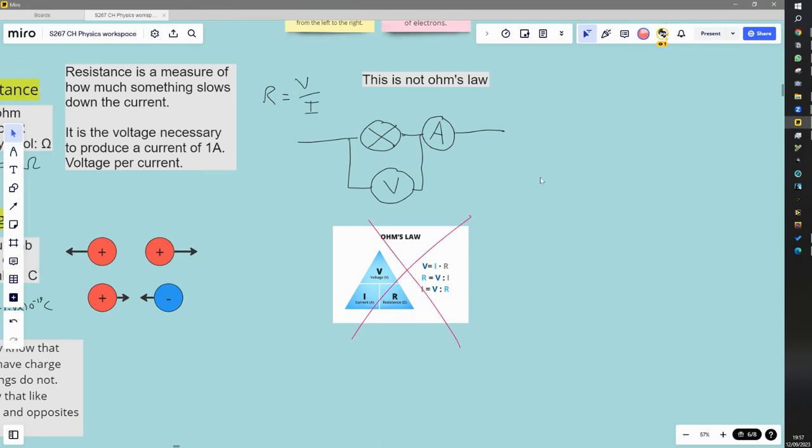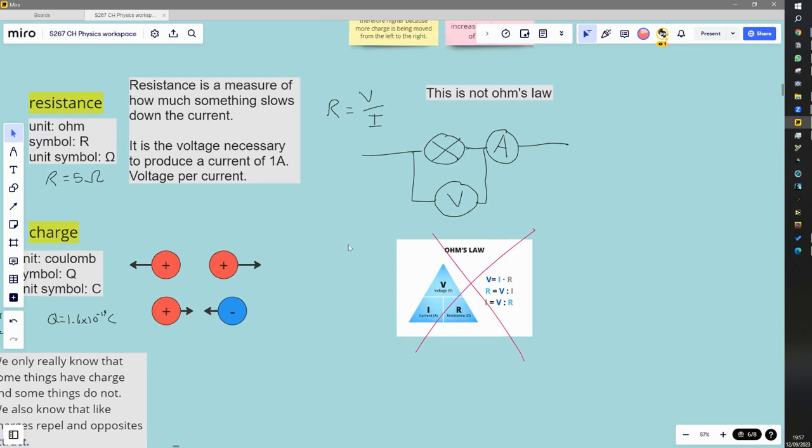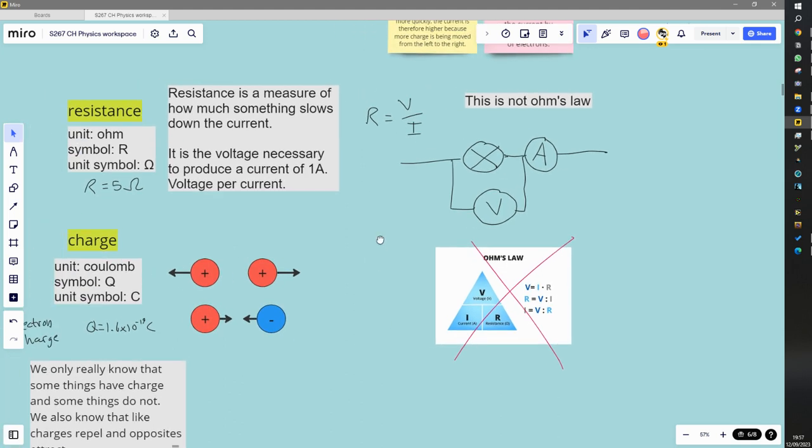Okay, so first things first, this is not Ohm's law. It's just a formula for calculating the resistance. If you knew what the resistance was, you could rearrange it using this triangle to work out the current or the voltage. It's not Ohm's law. I'll explain what Ohm's law is in a moment.